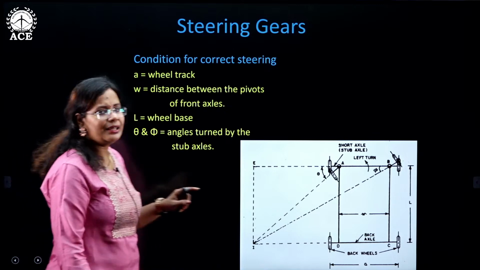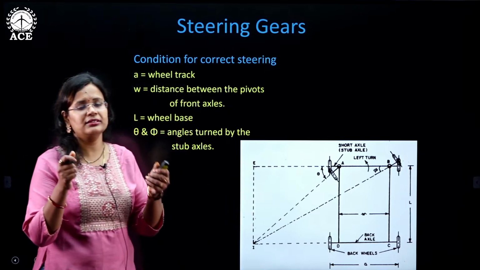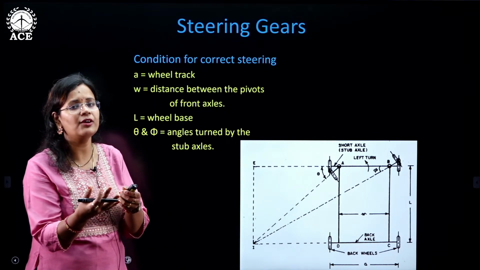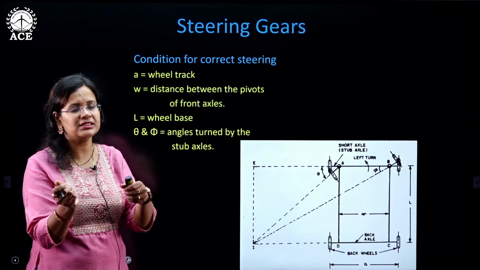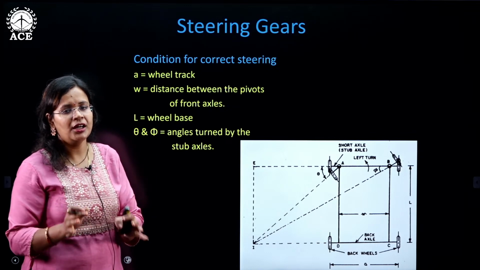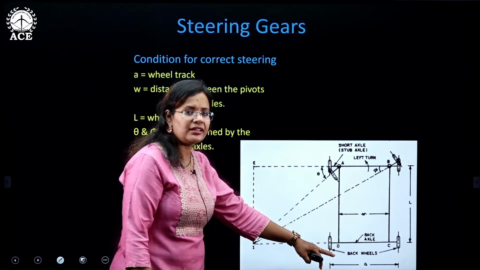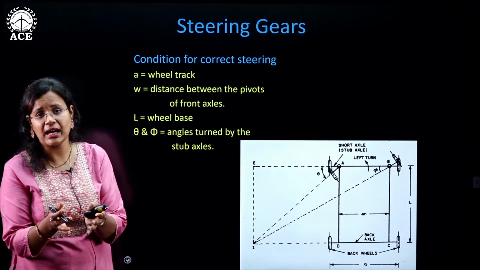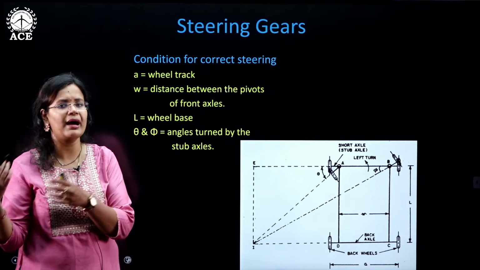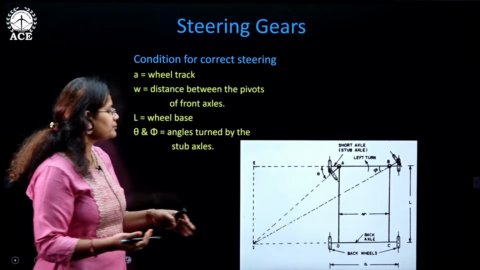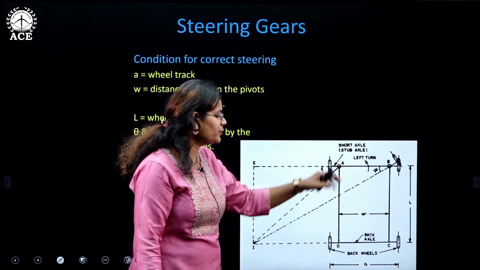So see, the steering means, whenever you are driving a vehicle, the total directions that you are giving to a vehicle depends on how you are handling the steering. So see, there are the front wheels, the back wheels are there. You already know that the front wheels are the ones which are controlling the directions and the back wheels are just the followers. So see that these are the front wheels.